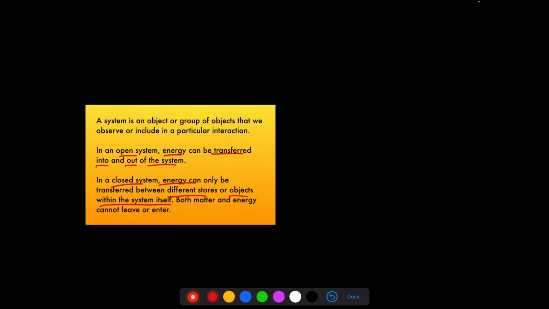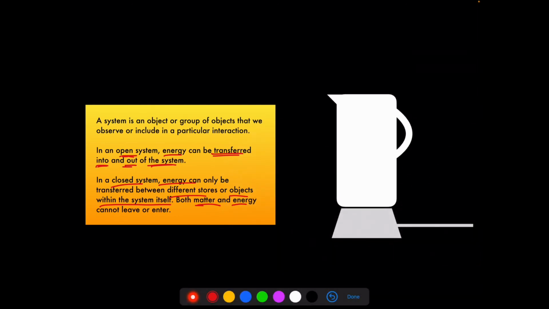So a good way to sum this up is that in a closed system, both matter and energy, objects and energy, cannot leave the system or enter. We just look at that system. We don't care what's happening outside, and what is happening outside cannot affect what is happening inside. It should not affect what is happening inside. However, in an open system, energy can be transferred into and out of the system. Okay, and this will make sense again with an example.